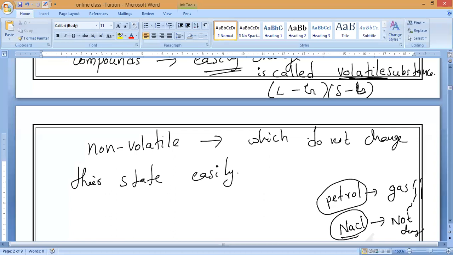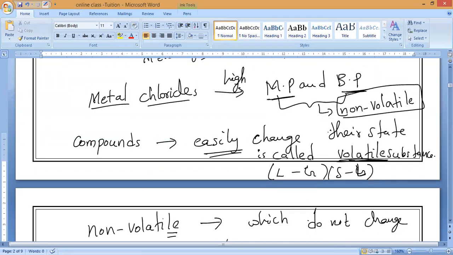So that is why salt is called a non-volatile substance. Petrol is called a volatile substance. Understand, guys? Please respond to me. The substances that can change their state easily are called volatile. Those that will not change are called non-volatile. So, are these metal chlorides volatile or non-volatile? Non-volatile. That you should remember.